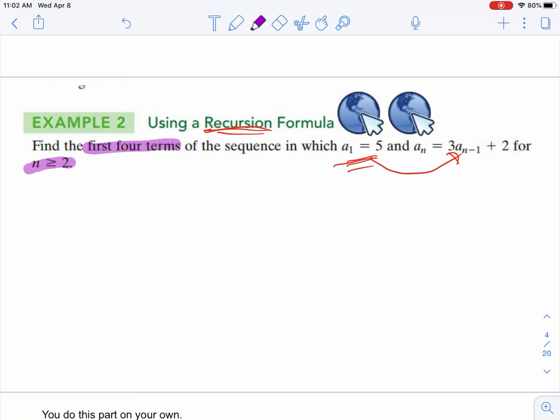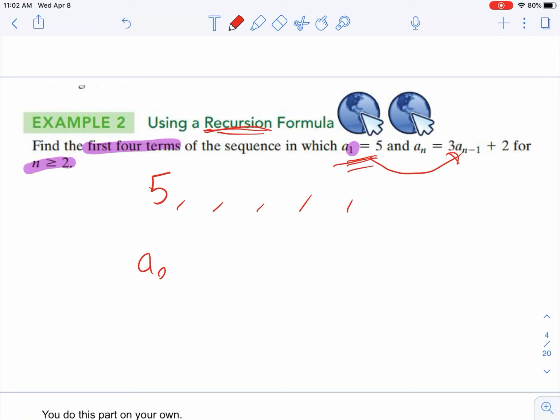What this n is greater than 2 means is that this is already our first term, so we're going to start at term 2. So we're going to have 5 already as our first term, and then we're going to go through and find the rest of them. Okay, so from that, what we're going to do is go ahead and plug in a sub 1.